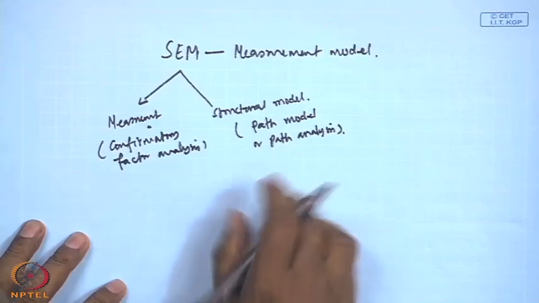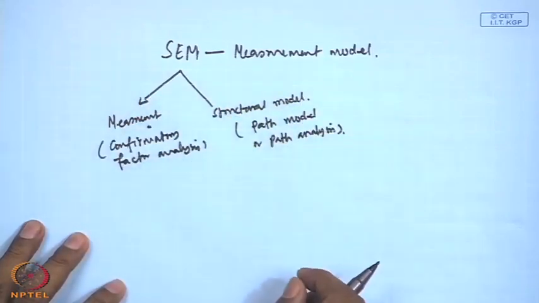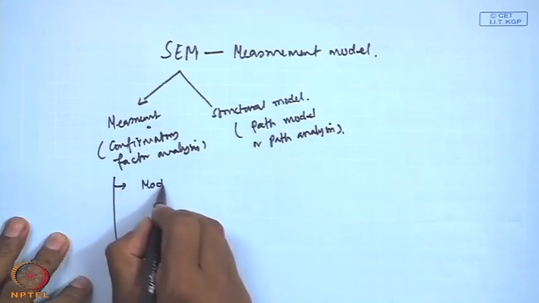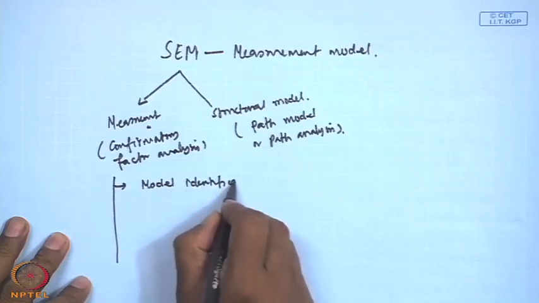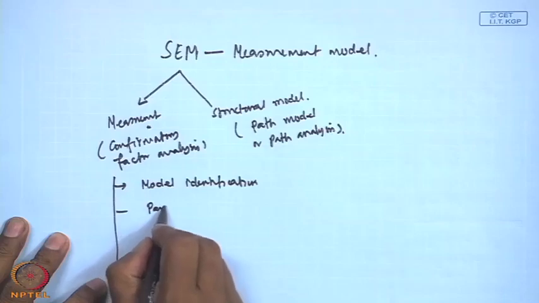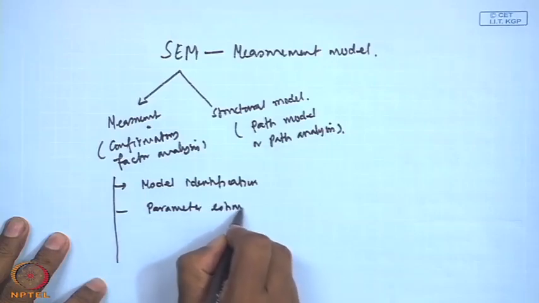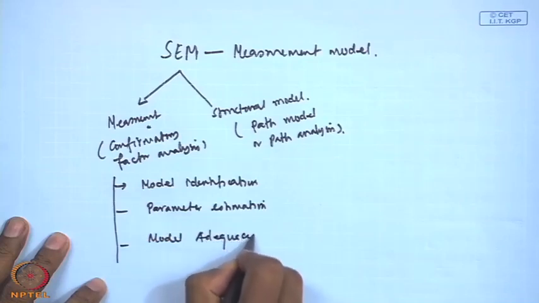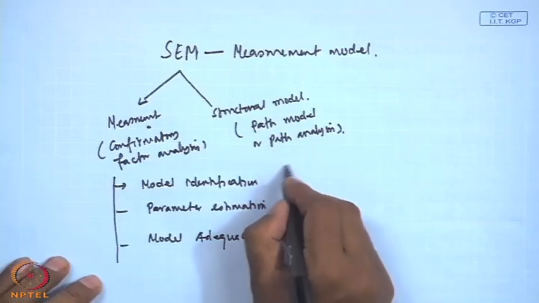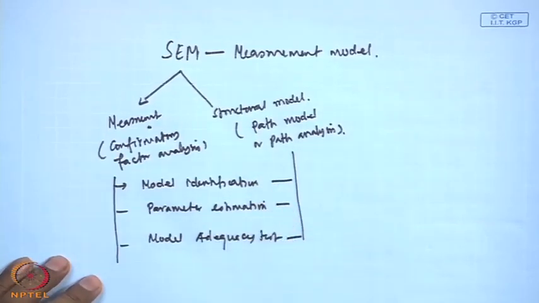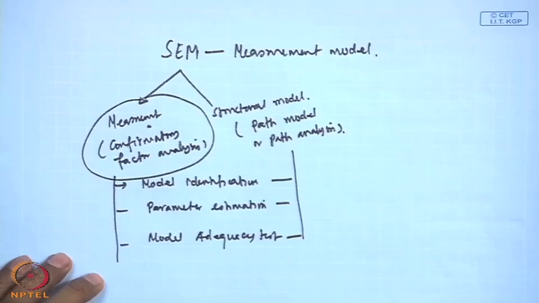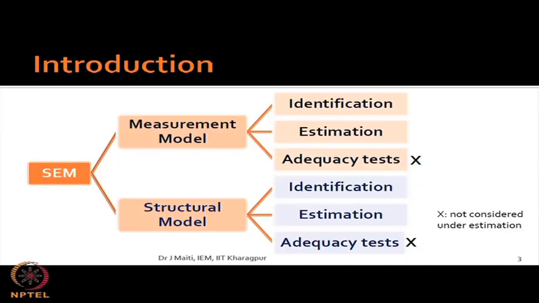For both the models, the measurement as well as the structural part, there are three important steps. One is model identification, then parameter estimation, and model adequacy test. This is true for the structural part also. In this lecture, we will consider the measurement part, which is confirmatory factor analysis. So, let us start with a conceptual model first.